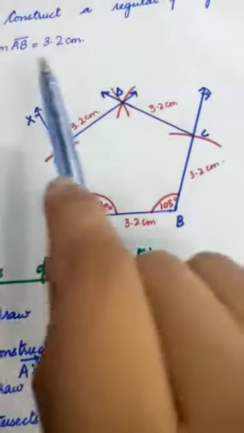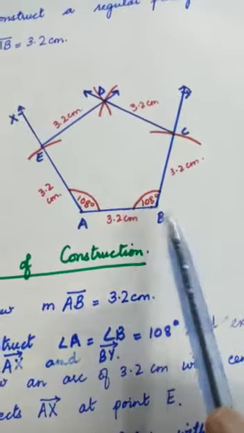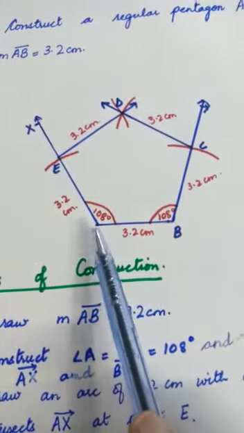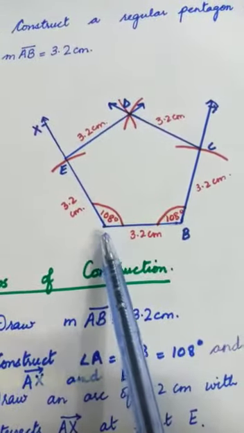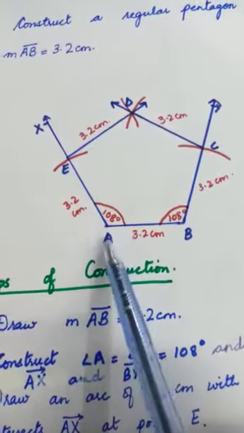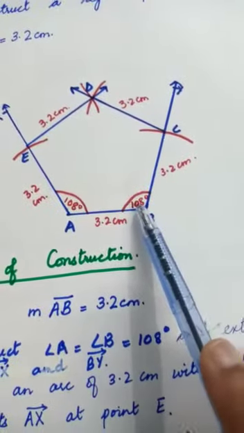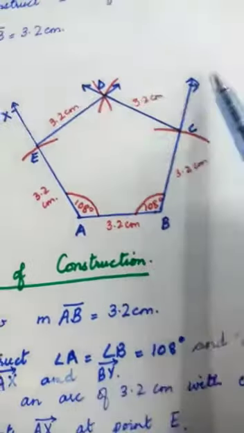For that, draw measurement AB of 3.2 centimeter with the help of a pencil and a ruler. After that, you take point A as the center and with the help of a protractor mark an angle of 108 degree and extend the ray showing it as AX. Then take point B as a center and mark an angle of 108 degree with the help of protractor and represent it with the ray BY.